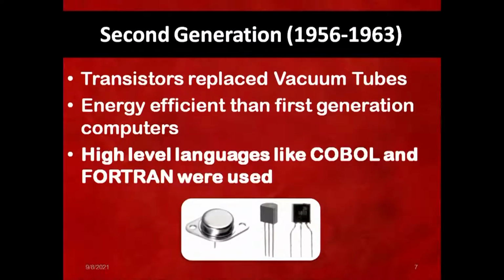Moving to the next slide, we will discuss the second generation of computer. From 1956 to 1963 is known as the second generation of computer. Instead of vacuum tubes, transistors were used in second generation computers. So it became more energy efficient compared to the first generation of computers, and in this generation high level languages like COBOL and Fortran were used.